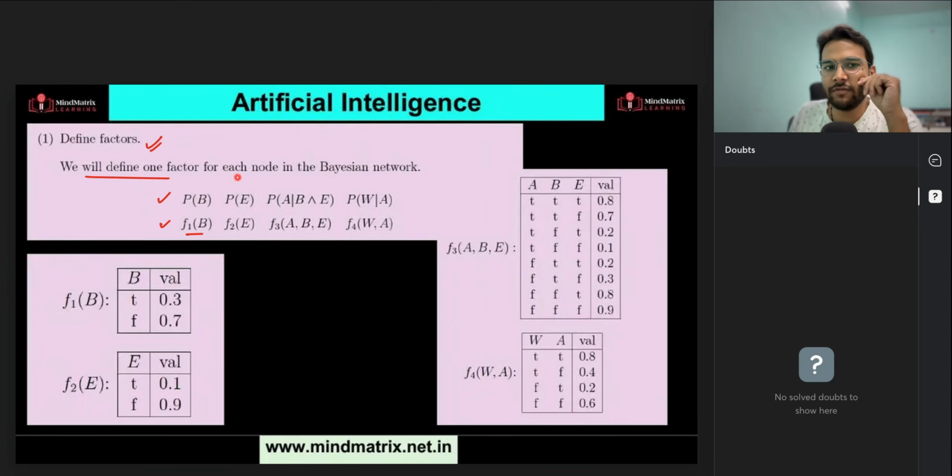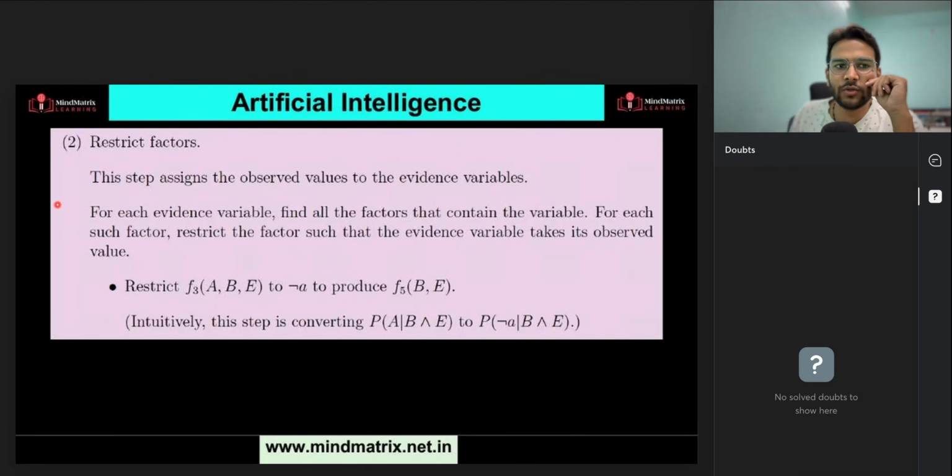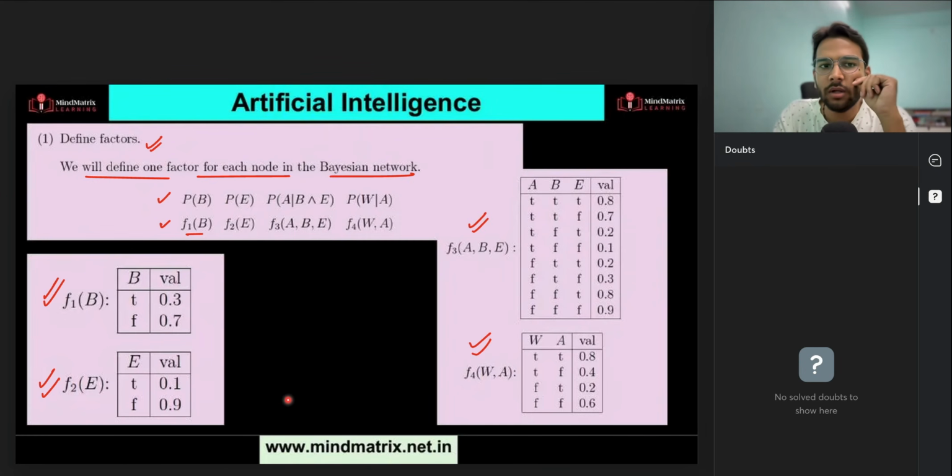So we will define one factor for each node they have defined in the Bayesian network. And this is how the CPTs are given for the factors also. Clear? Now let's start doing it. So first of all, what we can do? Let's try to perform restrict, right? We can perform restrict because we know the value of A.